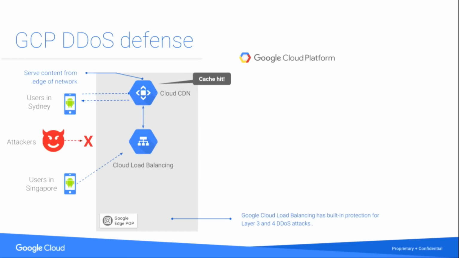However, if you have another user connecting from somewhere in Asia, for example, Singapore, they may not have the content cached there, so they'd fall into the load balancing, which then takes them into the GCP network that this example has set up, which I'll talk about in a second. But in both of these examples, these services both run at the edge of our network, through our points of presence. And these two services both have inbuilt protection for Layer 3 and Layer 4 denial of service attacks. So attackers will be prevented at that point from performing denial of service on this application.